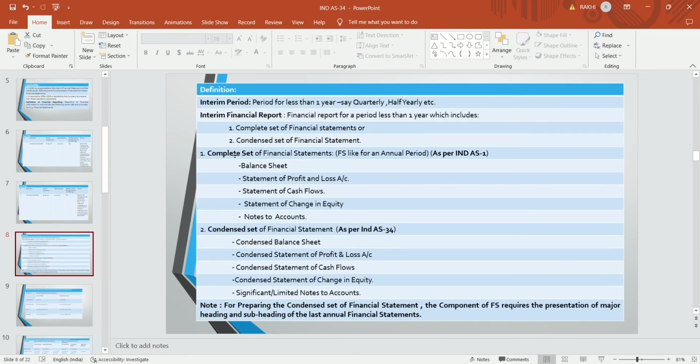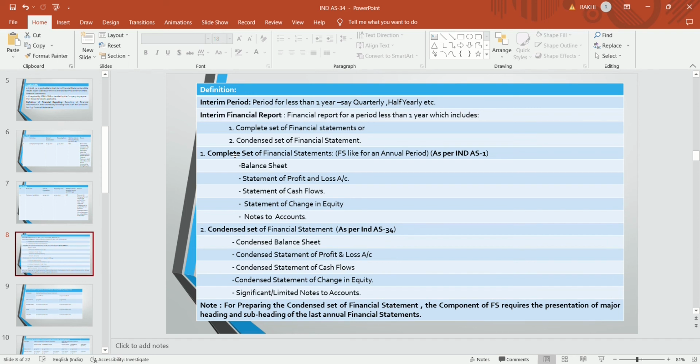Now some important definitions. What do you mean by interim period? An interim period is a period which is less than a year, say quarterly, half-yearly, or a 9-month period. Interim financial reporting is a financial report for a period less than 1 year, which is of two types: a complete set of financial statements or a condensed form of financial statements.